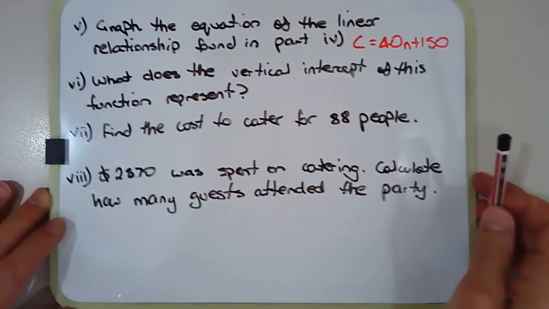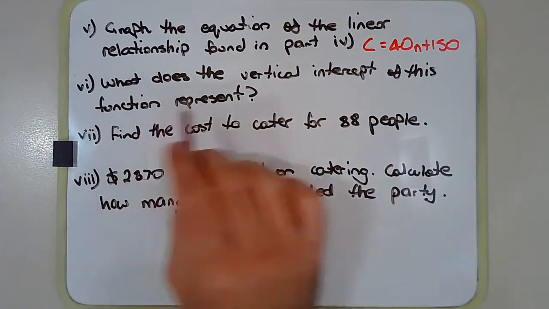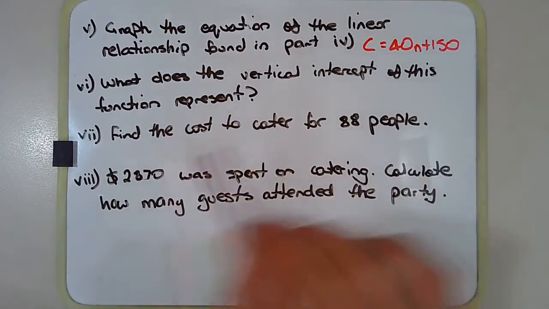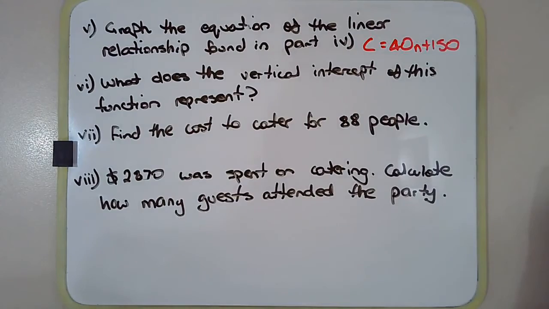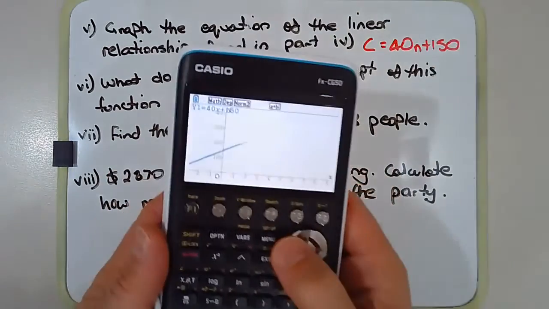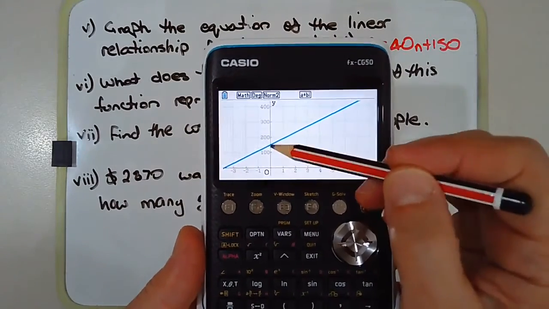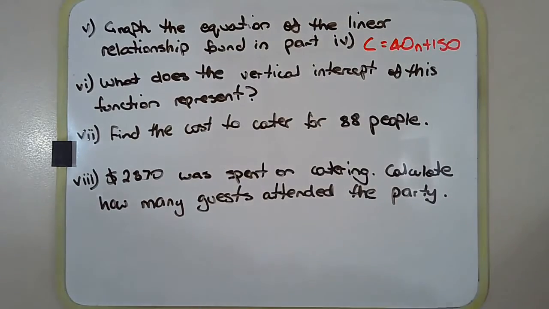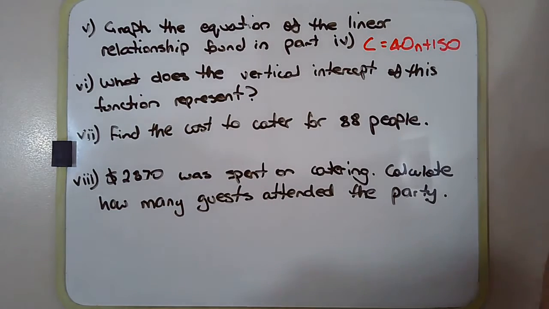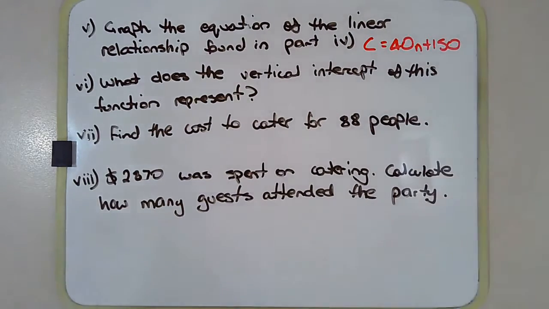So this leads me now to part 6. What does the vertical intercept of this function represent? I did ask that question before. We got 150, if you remember. Here we go, 150. What does it represent? x equals 0, but in this case we're using the letter n. n is the number of guests. 0 guests. So what do you think this means?